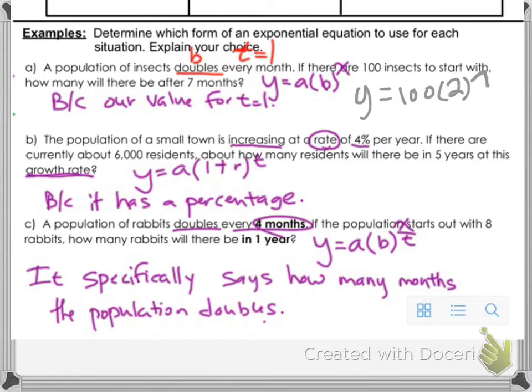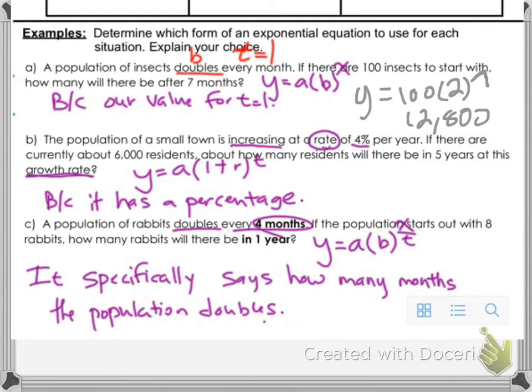Okay, if you want to figure that out, put it in your calculator. You have 2 to the 7th. Now we got to do exponents first. And 128 times 100, we get 12,800.